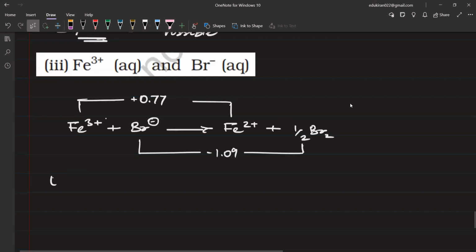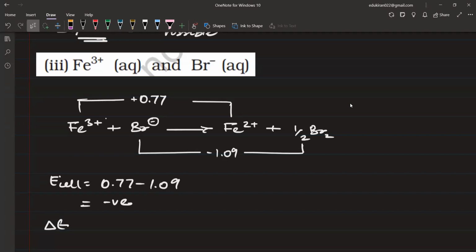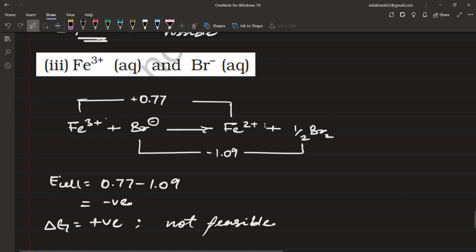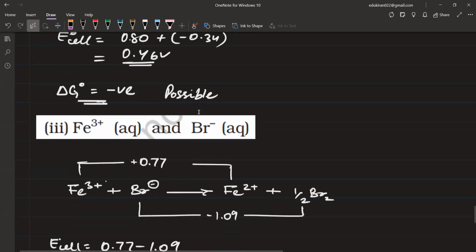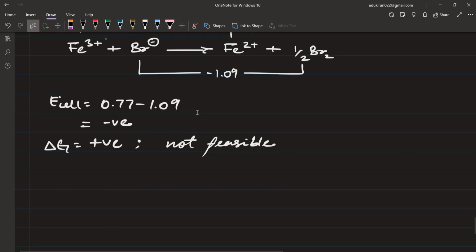Here it is clearly visible that E naught cell will be equal to 0.77 minus 1.09. Whatever the values, this is obviously going to be negative. Delta G will be positive. Hence, this is not feasible or not possible. I will give the further question as an assignment. We can move on to the next topic. Please write the next topic.